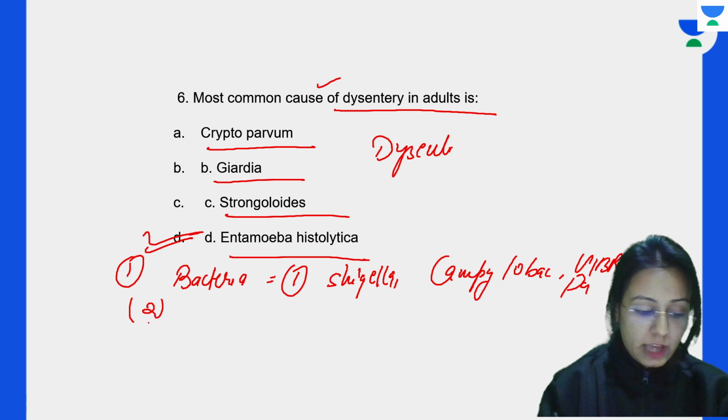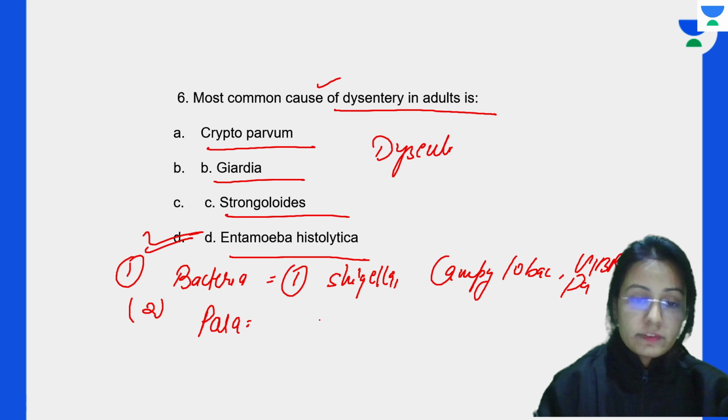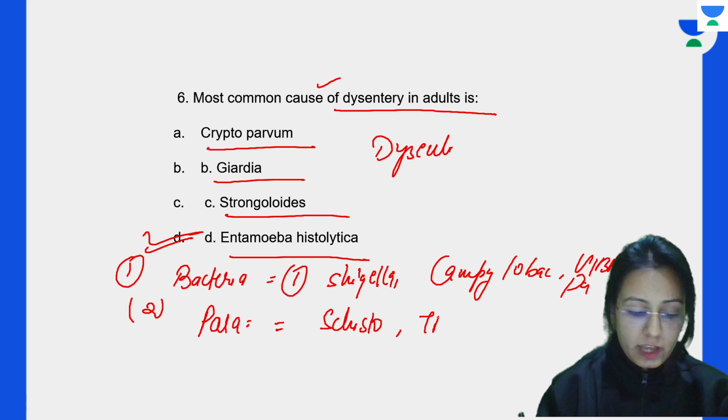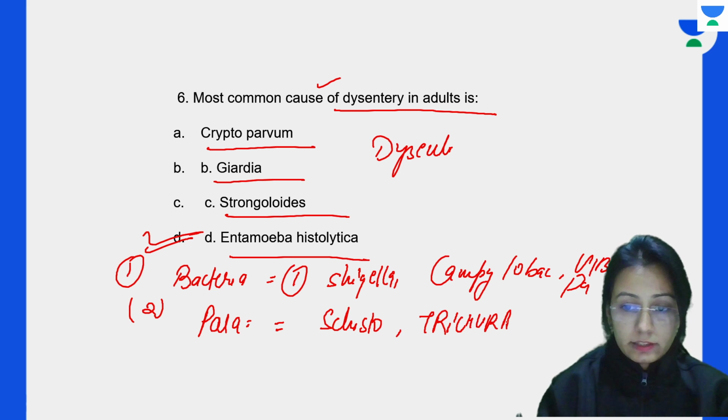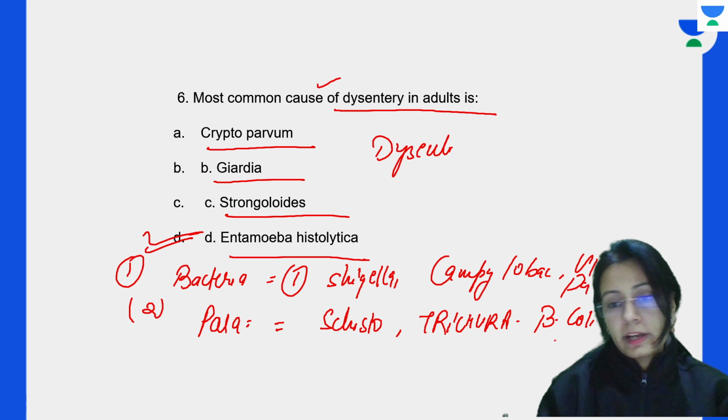And then we have some parasites. One, Entamoeba, which is the most common, and we have Schistosomiasis, Trichuris, and Balantidium coli.